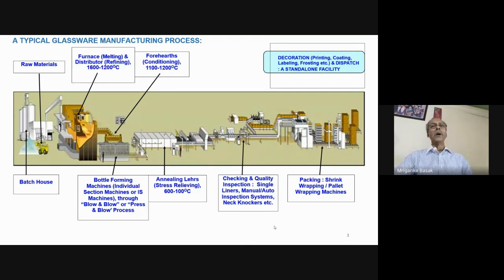Next, there is another furnace which is connected with the melter, which basically takes care of the refining and homogenizing of the glass. Melter cannot refine the glass or homogenize it. Whereas when we produce the bottle, we want a refined glass, completely refined glass, sufficiently homogenized.